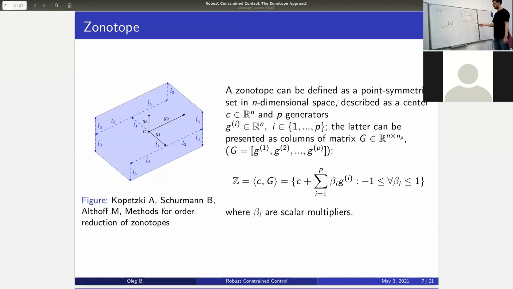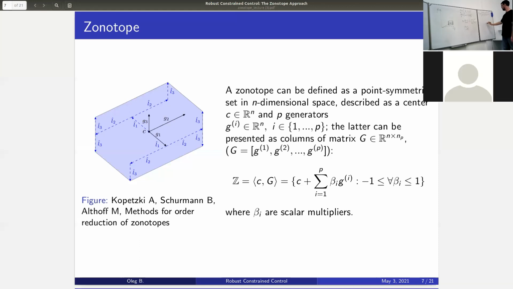Another example, a Zonotope with center anywhere, for example in 0, 0, and generator 0.5, 0.5, minus 0.5, 0.5, 0.1, 0. For example, another Zonotope.